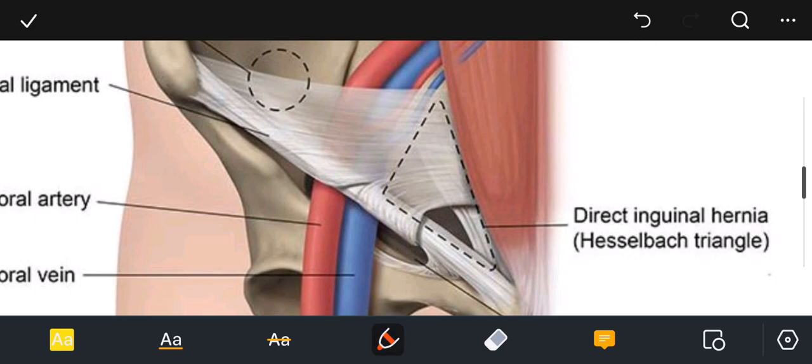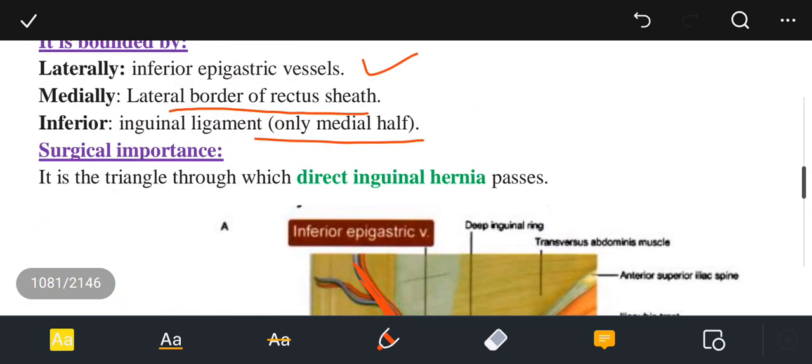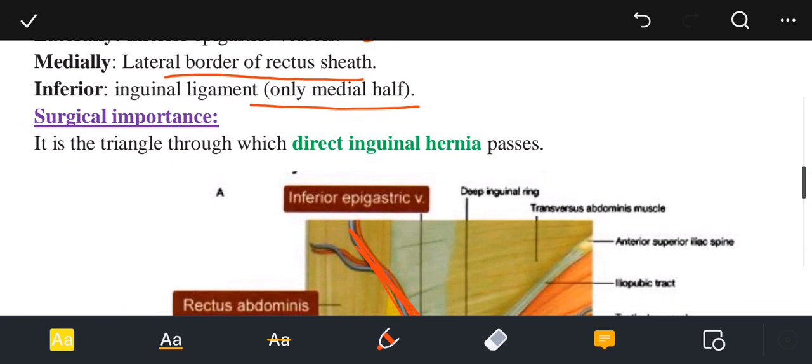The lateral wall of the Hesselbach triangle is formed by the epigastric vessels, the medial wall is formed by the rectus sheath, and the inferior wall is formed by the medial half of the inguinal ligament. So this forms the Hesselbach triangle, and this triangle harbors the direct inguinal hernial contents. The surgical importance is that it is the triangle through which the direct inguinal hernia passes.